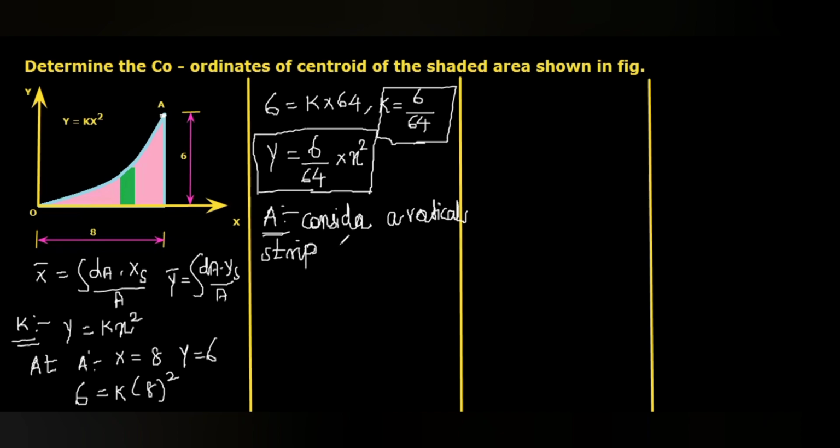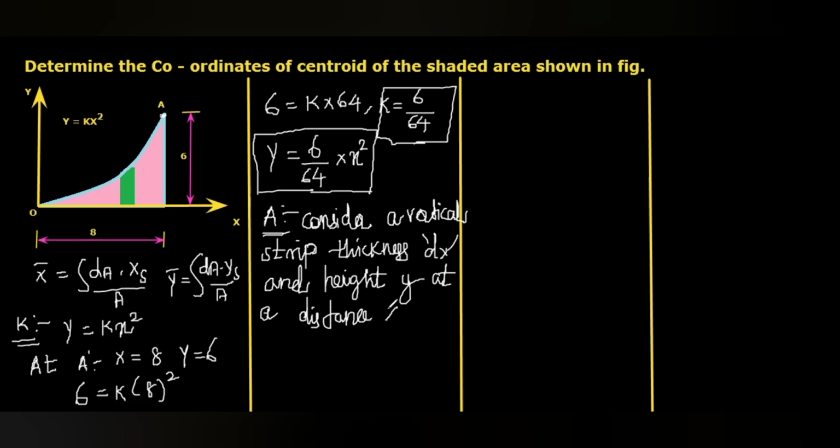This strip has a thickness dx and height y at a distance x from the origin O. Okay, x from the origin or axis O, whatever. So here I just mention the dimensions.